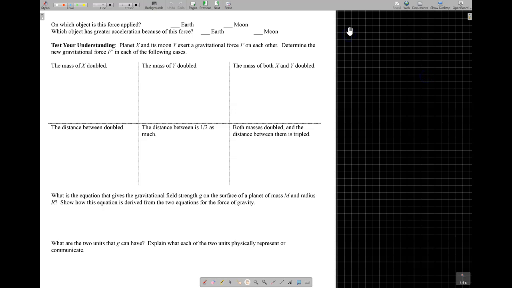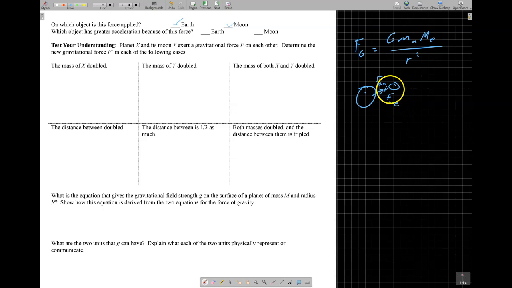In the last test your understanding, we said Fg equals G times the mass of the moon times the mass of the Earth, divided by the distance between them squared. And then this part says, on which object is this force applied? This same force is applied on the Earth and the moon, because if we have the Earth exerting a gravitational force on the moon, then the moon has to be exerting an equal magnitude, same type, and opposite direction force on the Earth.